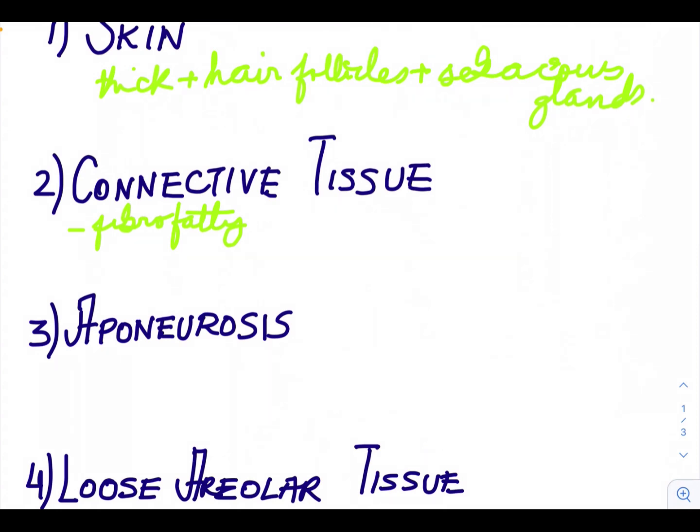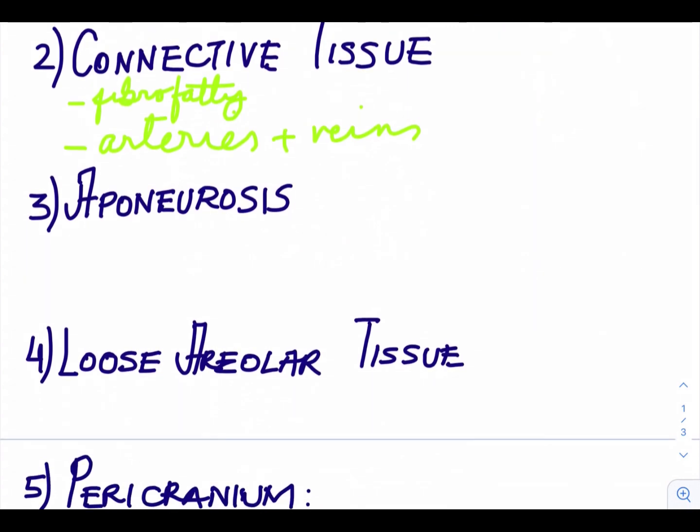So, the connective tissue is fibrofatty. It contains arteries and veins. And of course, as discussed, there are branches of the internal and external carotid arteries.